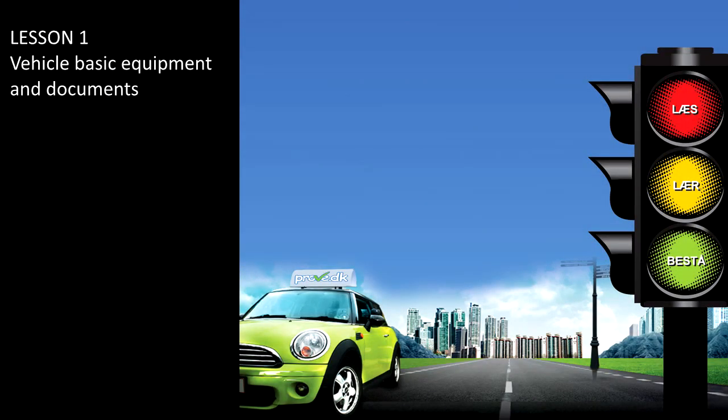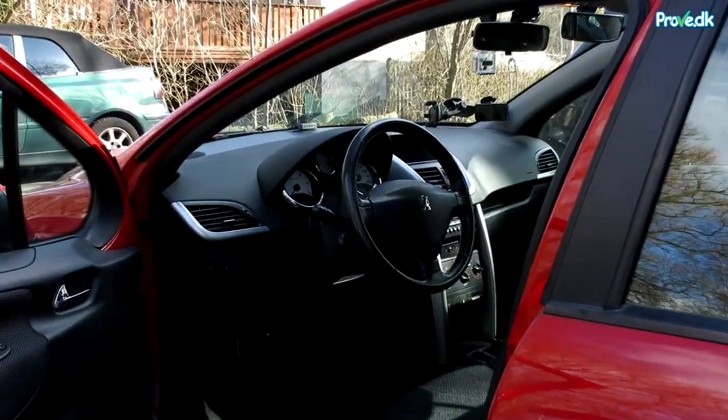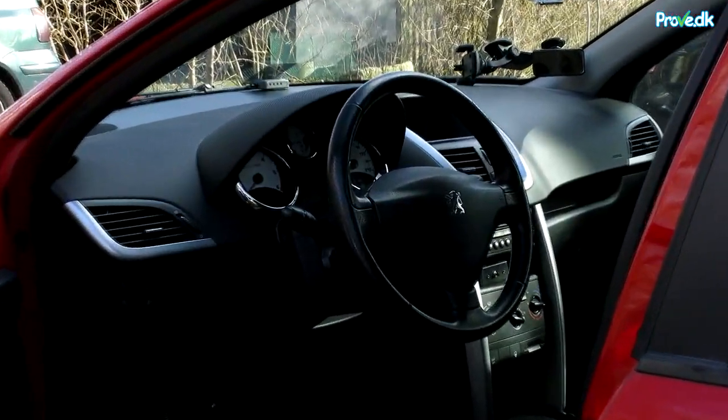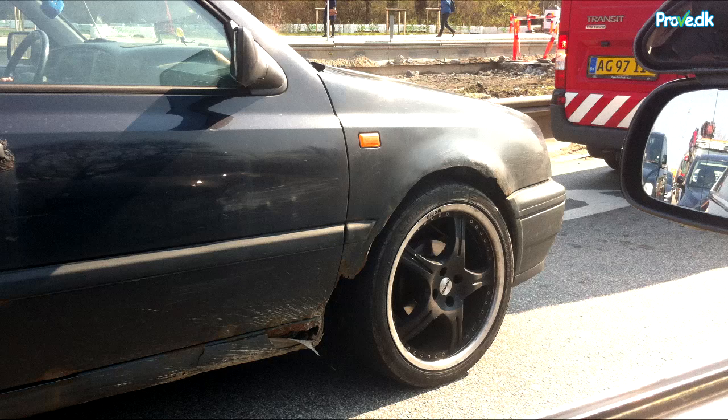Chapter 1. Vehicle Basic Equipment and Documents. In this chapter, you should get acquainted with the way a car functions so that you can properly maneuver it. You should also learn about car equipment in order to be able to notice possible errors and breakdowns.